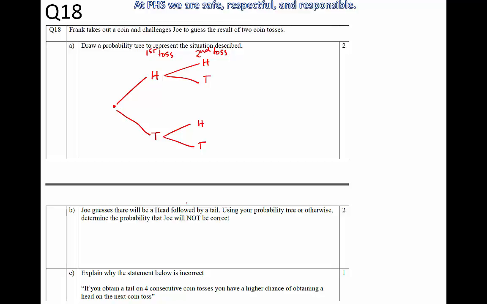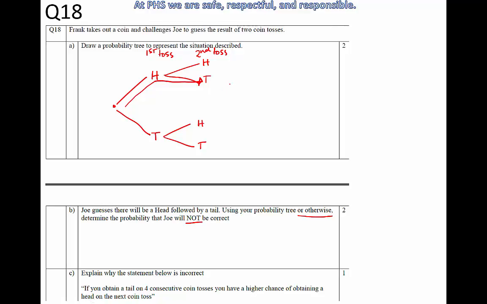Joe guesses there will be a head followed by a tail. Using your probability tree or otherwise, so if you didn't get the probability tree, there are other ways to do this, determine the probability that Joe will not be correct. So he's guessing that it's going to be a head, so we're going up this way, followed by a tail. Okay, so that's Joe's guess.